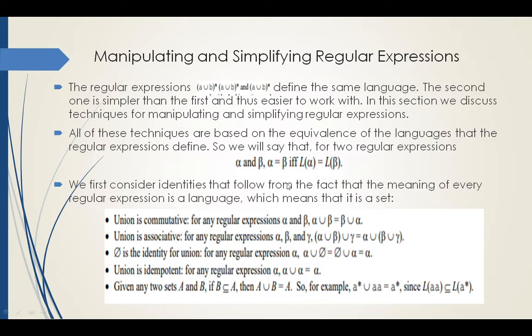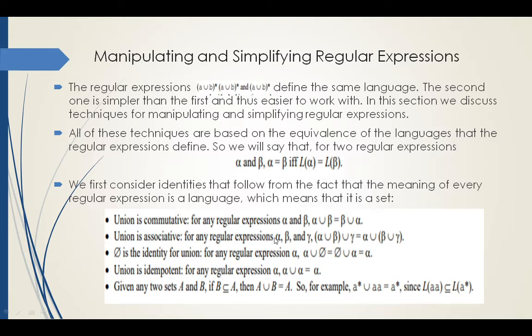So here we are going to consider the identities that follow from the fact that the meaning of every regular expression is a language. The regular expression is nothing but a set, so we are going to apply some set rules on regular expressions. First rule: union is commutative. For any regular expressions alpha and beta, alpha union beta equals beta union alpha. Both define the same language here. The second rule is union is associative.